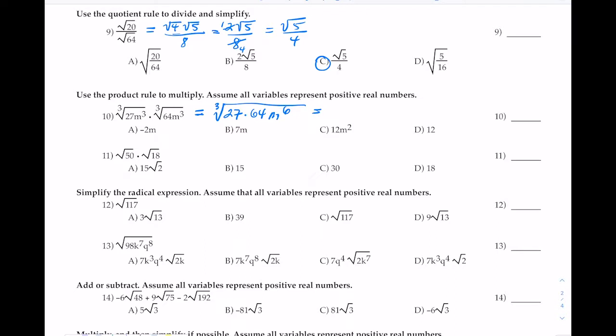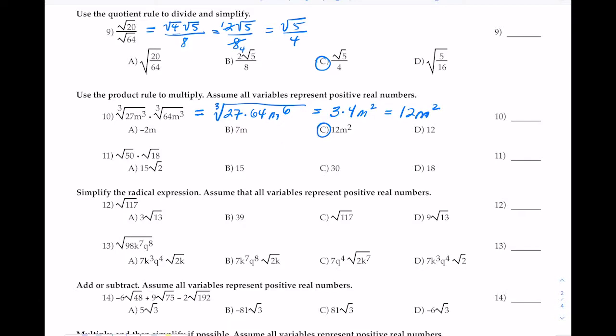Now I'm going to break this down. So I can take the cubed root of 27 evenly, which is 3. 3 times 3 times 3 is 27. And the cubed root of 64 is 4. 4 times 4 times 4 is 64. And I know that the cubed root of m to the sixth is just m squared, because 3 goes into 6 2 times. And then if you multiply them, you get 12m squared.